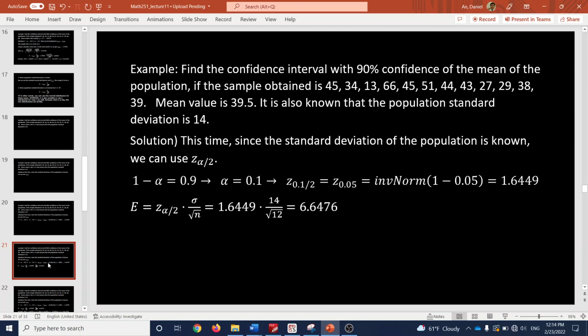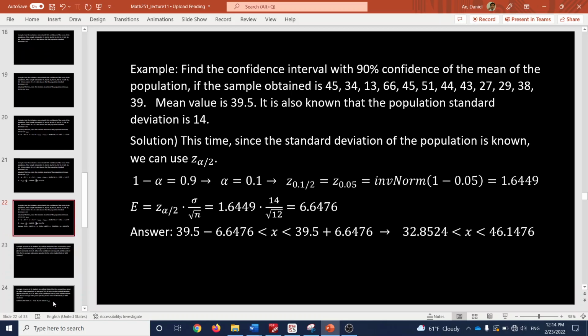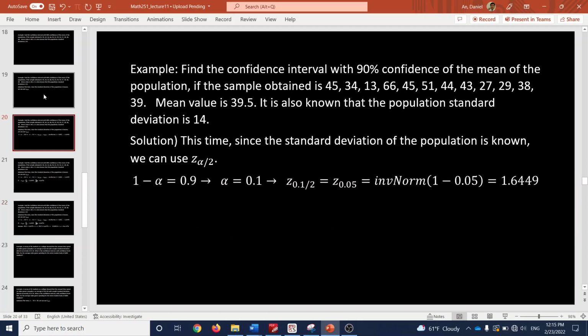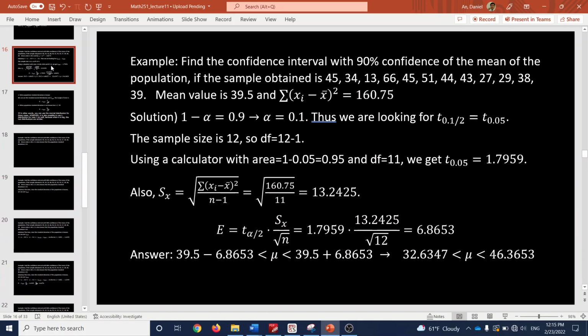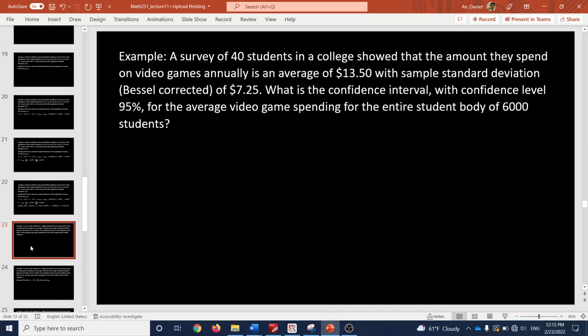So I'm using the normal distribution here, and I calculate the margin of error just by plugging the numbers in. I add and subtract it to the mean, and here's the answer. And the answer here will be slightly different because you know the population deviation 14. In the previous question, our distribution gave 13.24, so this one is smaller.